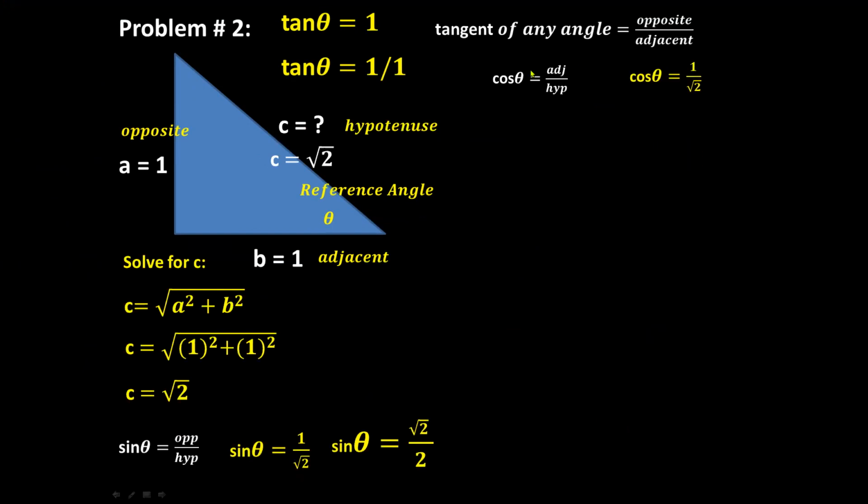So, adjacent over hypotenuse is 1 over square root of 2. Kasi nga, ang adjacent natin is 1. Ang hypotenuse natin is square root of 2. And again, meron na naman ulit yan na radical symbol sa denominator. Nakataon, kamukha lang ng sine theta ang value ng cosine theta. So, if we're going to rationalize it, cosine theta is also square root of 2 over 2. Kamukha lang ng sine theta.